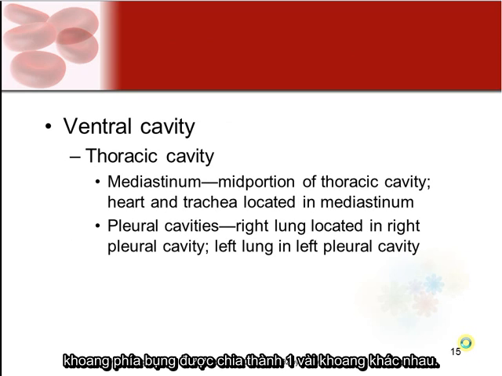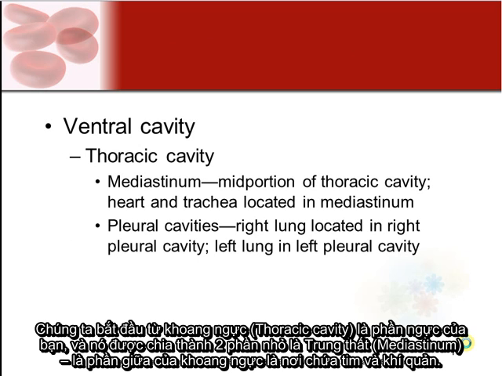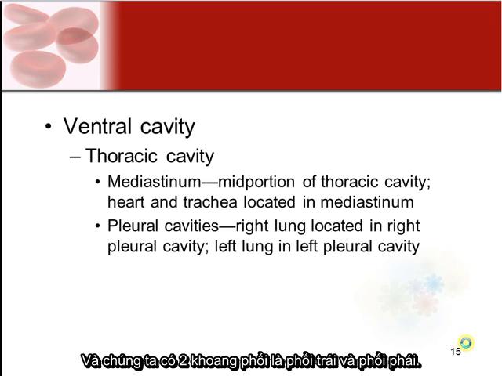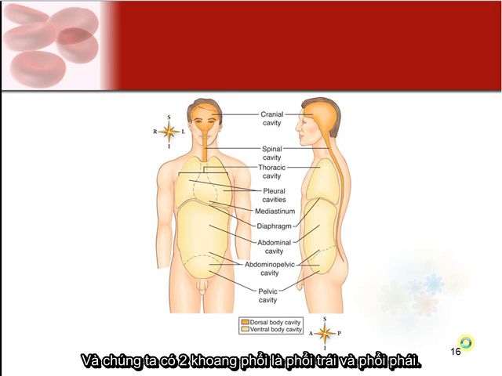Your ventral cavity is divided into a couple of other sections. We're going to start with the thoracic cavity. The thoracic cavity is your chest, and that's further divided into your mediastinum. Your mediastinum is the mid portion of your thoracic cavity, and that's where your heart and your trachea are located. So that's kind of right in the middle. It would be medial, using our previous terms. And then you have two pleural cavities. Your pleural cavities are your lung cavities, and there is a left lung cavity and a right lung cavity.